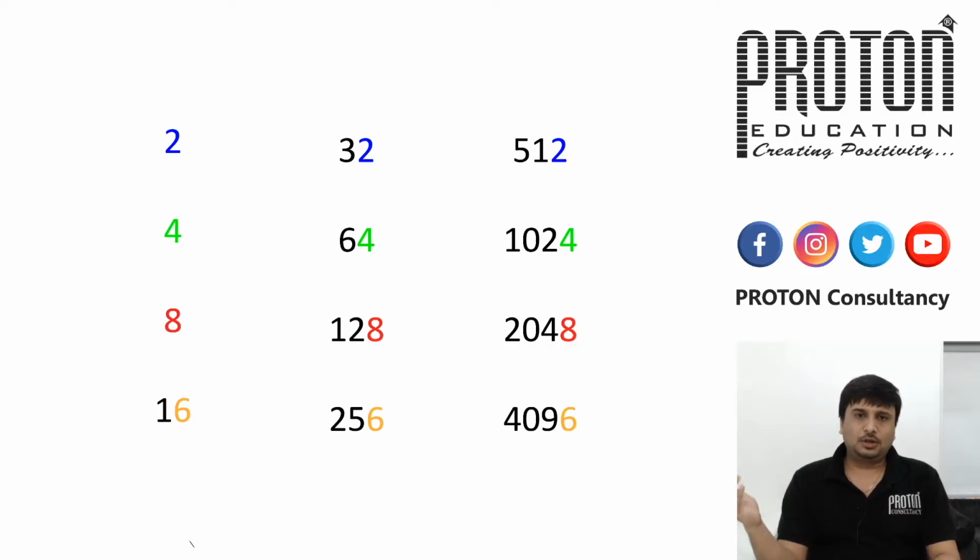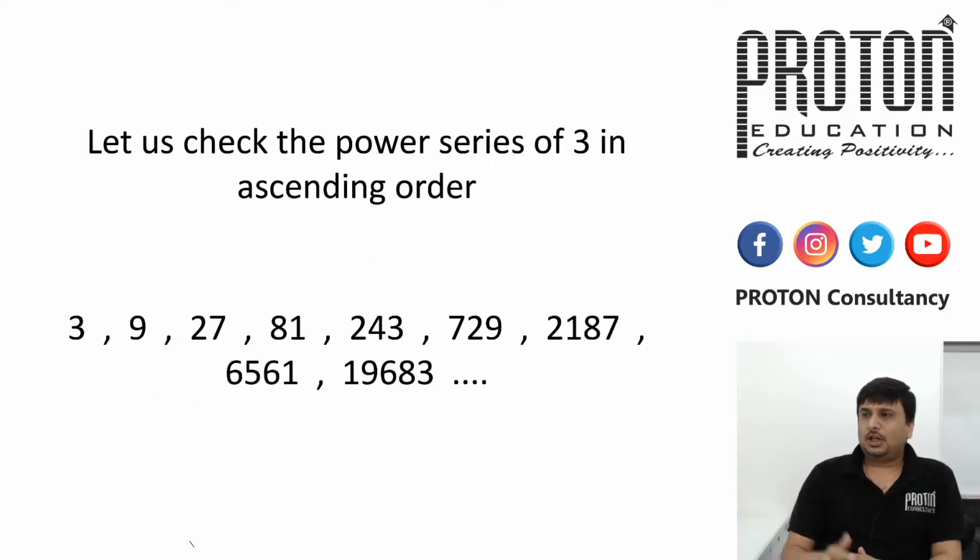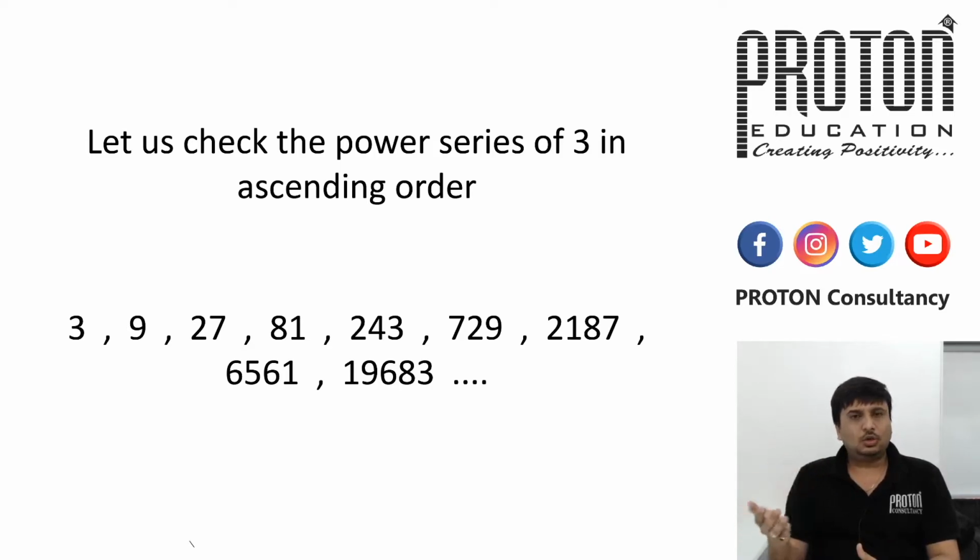Is it just for 2 or do other numbers show such a property? Let's look at it for 3. The series of 3, as you can see on the screen: 3, 9, 27, 81, 243, 729 and so on. These are again the powers of 3: 3 raised to 1, 3 raised to 2, 3 raised to 3, 3 raised to 4 and so on. Do you find something common here? Can you see some unit digit that is getting repeated here?